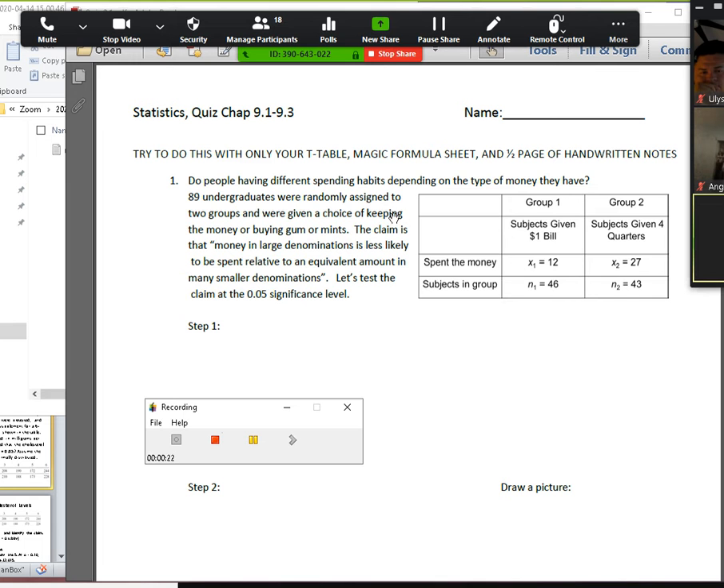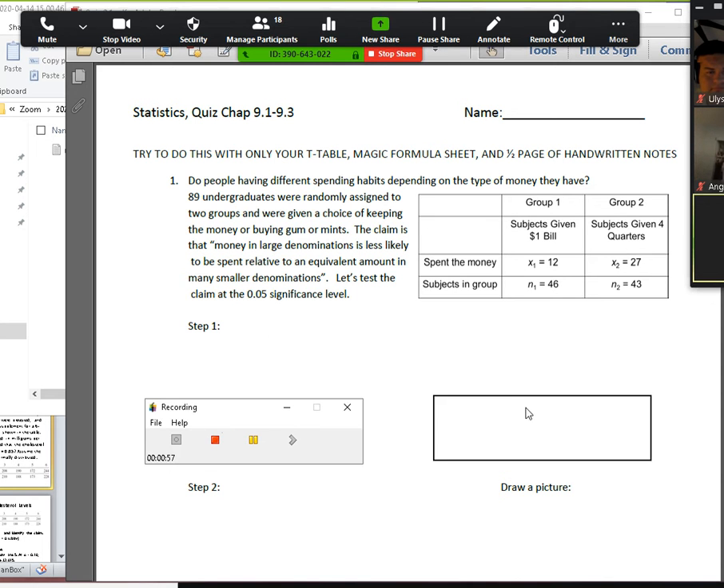Group 1, let's see, what are we doing? We're comparing. The claim is that money in large denominations is less likely to be spent compared to an amount in small denominations. So in other words, the proportion of people given a large denomination, a dollar bill, who spend it should be smaller than the proportion of people who are given 4 quarters. So they're saying that group 1 is less likely than group 2. So P1 is less likely than P2.